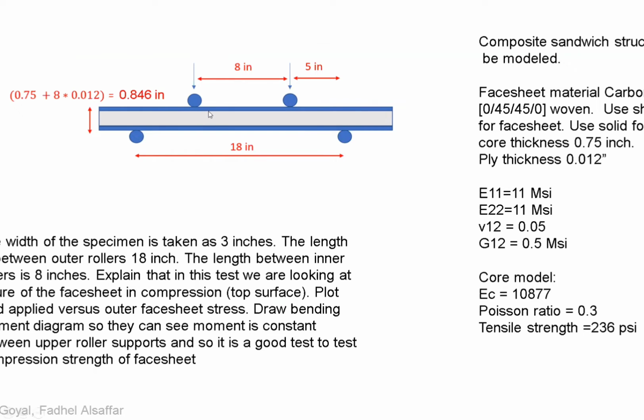The 4-point bend configuration now is one where the rollers are apart like this, and the load is applied through the inner rollers on the upper face sheet. What that does is cause a bending moment that's uniform between the inner rollers at the top surface. And because the bending moment is constant, it produces a compression stress on the top face sheet that is very useful for predicting failure of the face sheet in compression. It's a very good test to characterize the compression capability of a face sheet.